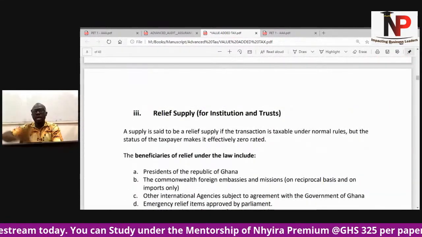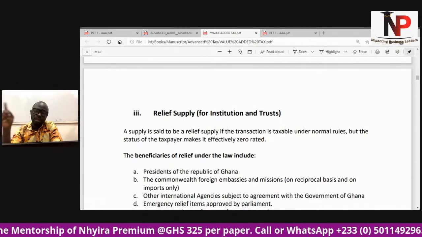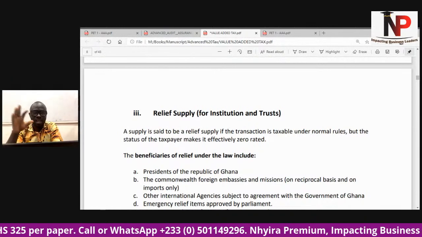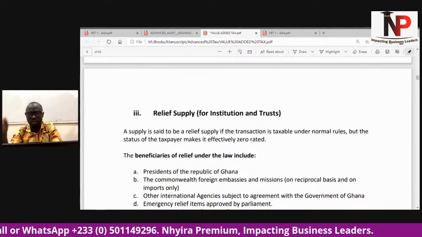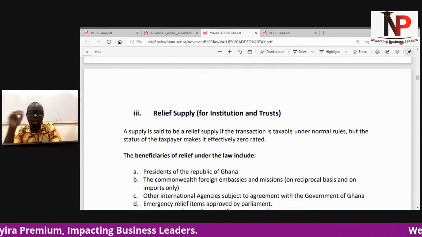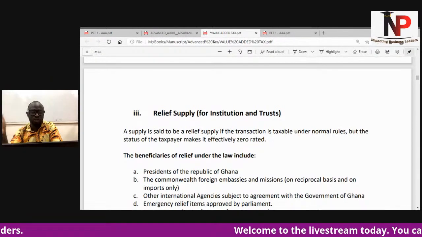Okay, so that is it about exempt supply. So what is the takeaway there? These are supplies that are not subject to tax, and businesses that engage in such services or such goods would not also qualify to claim any tax credit on the input VAT they pay for their resources.